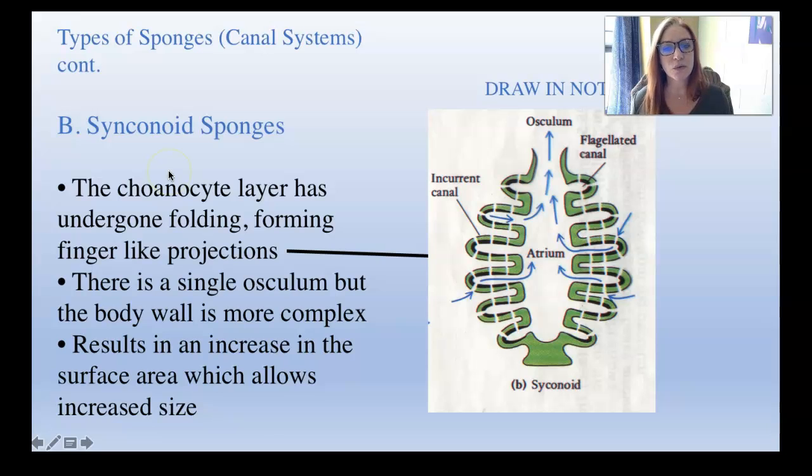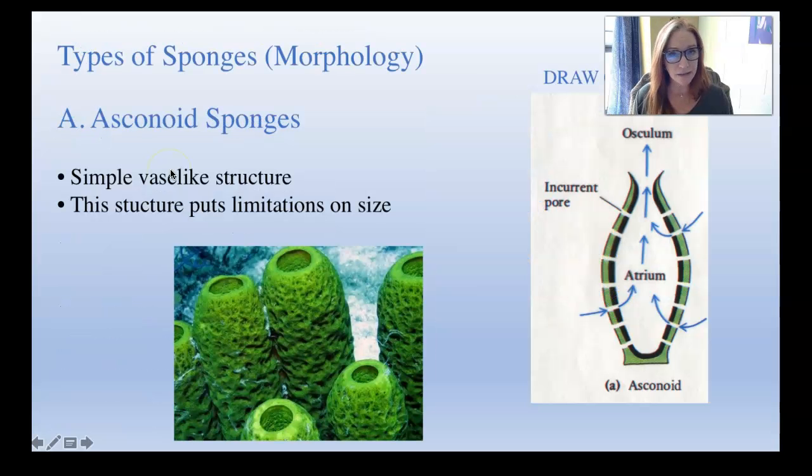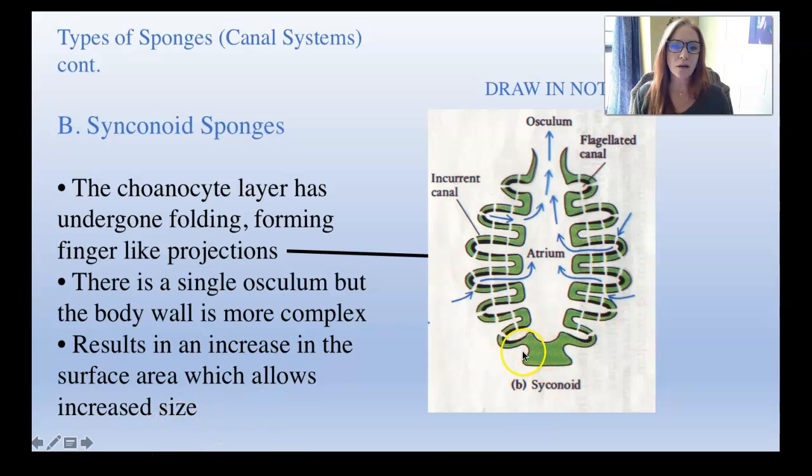synconoid. And synconoid is, so back on the asconoid, this was a pretty smooth body wall, okay? In synconoid, that body wall gets folded. So it creates more surface area for choanocytes. So they generally can tend to get a little stronger of a current pulling them in.